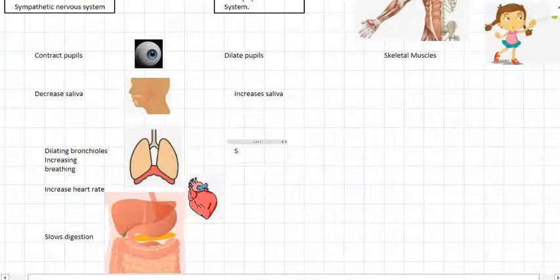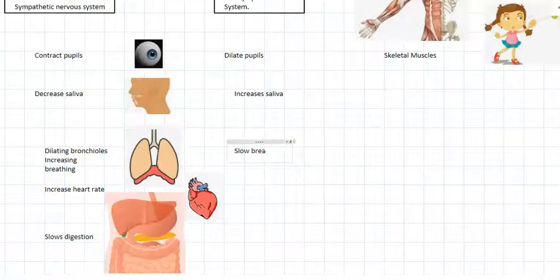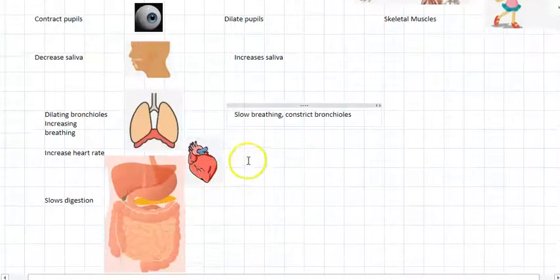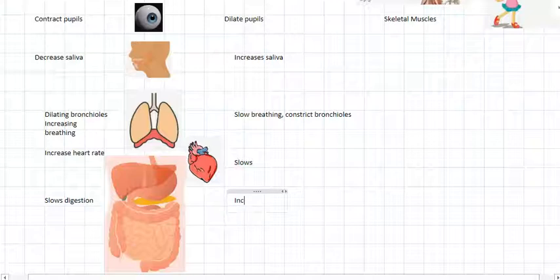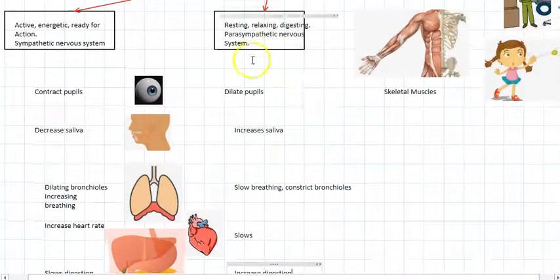It's going to slow your breathing. It's going to constrict your bronchioles in your lungs because you don't need as much oxygen. Your heart rate slows down, and it will increase the rate of digestion in your digestive system. So all those slowing, relaxing processes are controlled by the parasympathetic nerves.